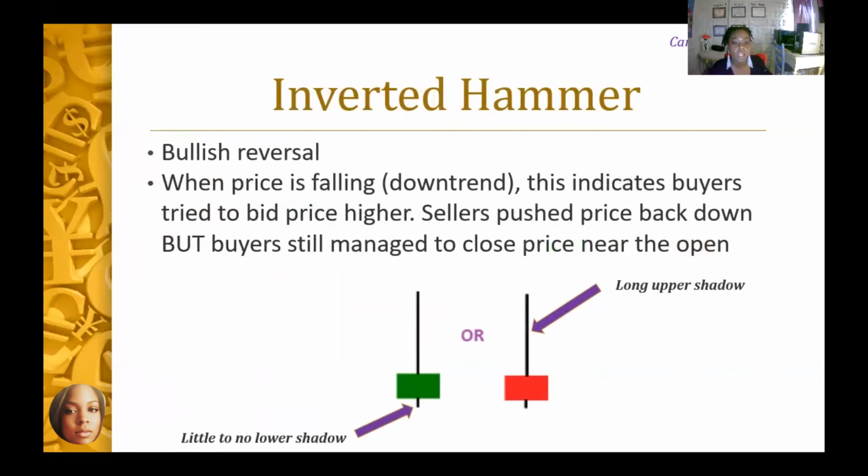All right, the inverted hammer, you're going to look for this during a downtrend. It's a bullish reversal. You see this during the downtrend, that's telling you that the buyers are trying to bid price higher. The sellers push it down, but the buyers still manage to push it back up. Okay.